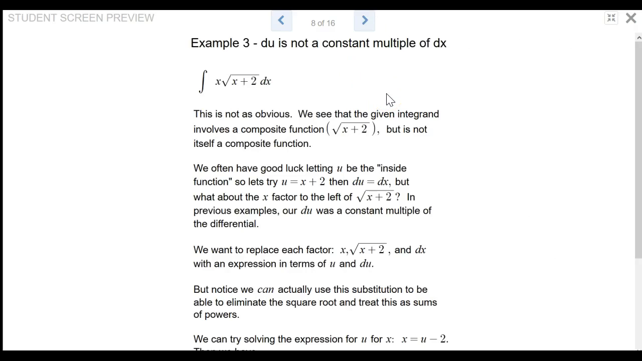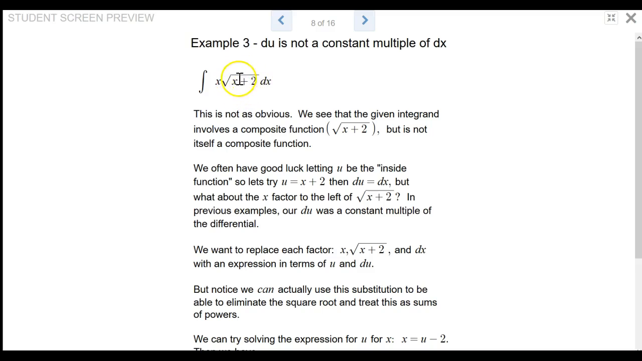So notice that in those last two examples, the differential du in terms of the new variable was always a constant multiple of the differential of the original variable. But here's an example where it's not. We have x times the square root of x plus 2 dx. So we have a composite function in this factor, but the whole thing again is not a composite function. In the examples we've had up to now, the inside function's always been a good candidate for u.